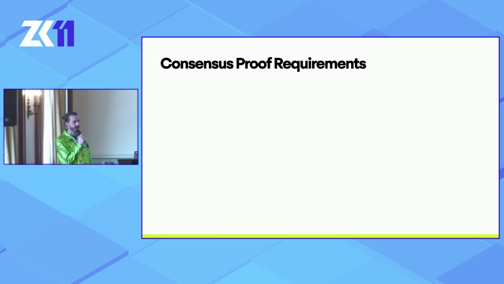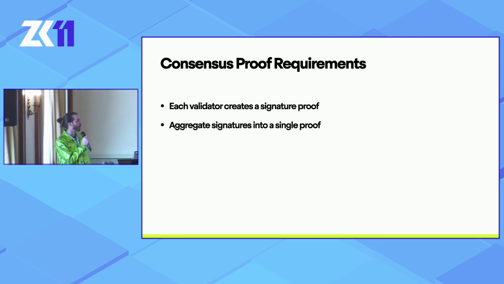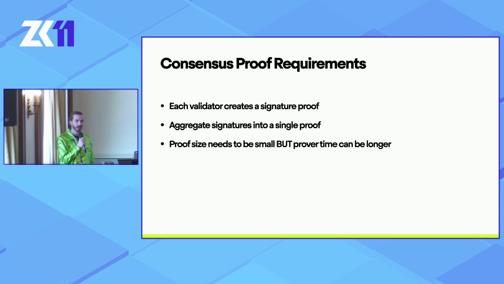So, consensus proof requirements. What do we actually need from our consensus proof? What do we want the ZK to do? Well, each validator will create a signature proof. That kind of already happens as part of the consensus. We need to aggregate those signatures into a single proof. Otherwise, it would be just as expensive to just send all of the ZK signatures. We need the proof size to be small. We want it to be small because, again, in a network environment, if we've got mobile devices, but just generally, network bandwidth can be a big problem if the proof sizes are large. And we also want to verify it on Ethereum, so we don't want a huge proof because then it's really tricky to do that. But the prover time can be a little bit longer because we were already proving the state transitions. Because we're a ZK rollup, that's what we do. We prove the state transitions already, so we just need to do it at the same time we're doing that process.